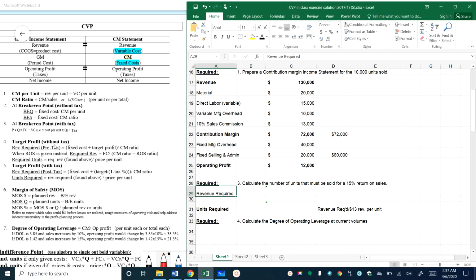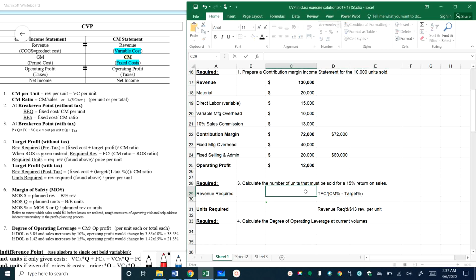assume it's without tax. So the equation for revenue required, if you're given the return on sales ratio, is just your total fixed costs divided by your contribution margin percent minus your return on sales ratio. In other words, your target percent.